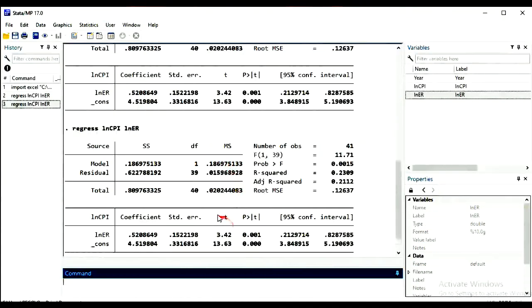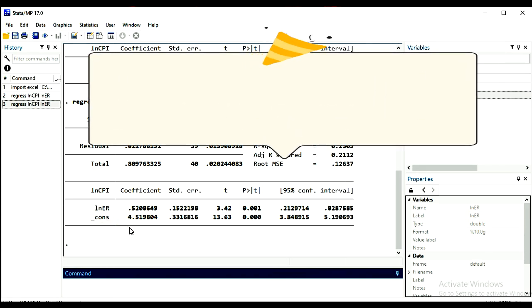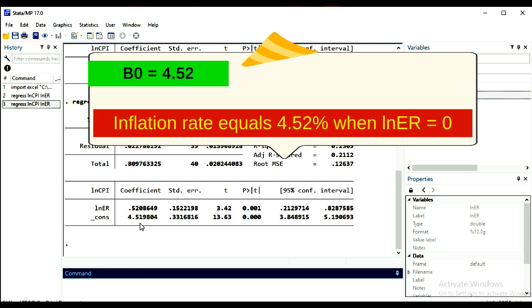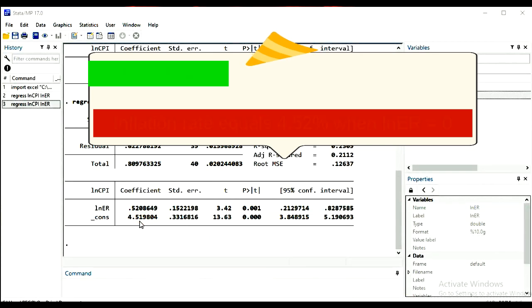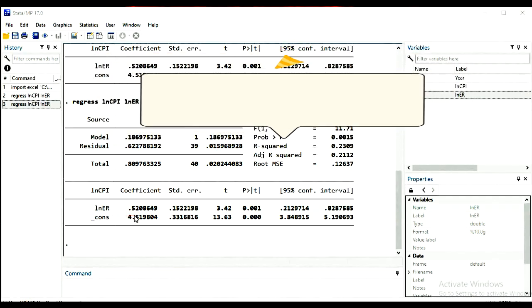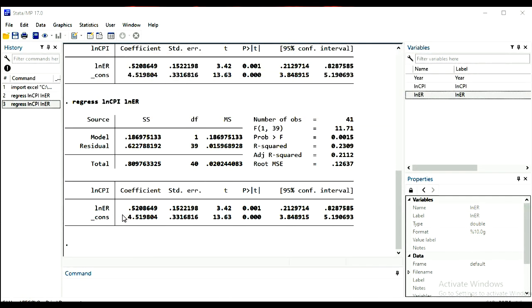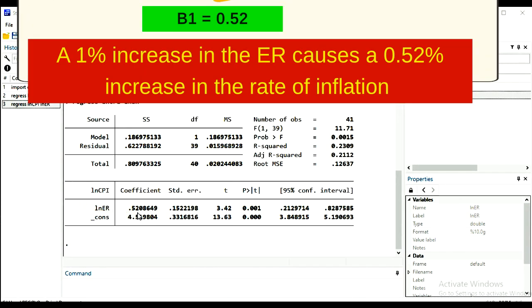Okay, from these results, the constant beta naught, that is the intercept of the model, is equal to 4.519, which is approximately 4.52. So beta naught is equal to 4.52, which indicates that the rate of inflation is about 4.52% when the value of the exchange rate is 0. The estimated value for the model slope, that's beta 1, the coefficient of the exchange rate, is equal to 0.52.